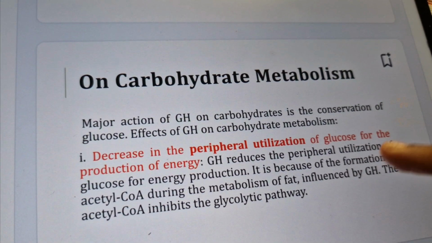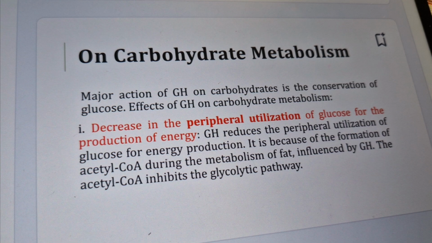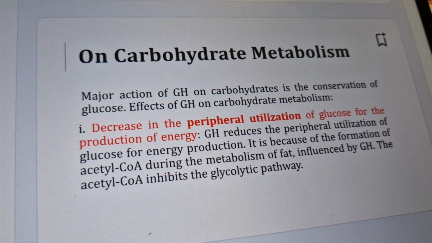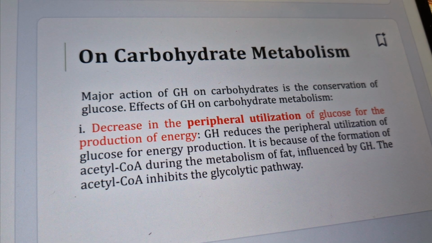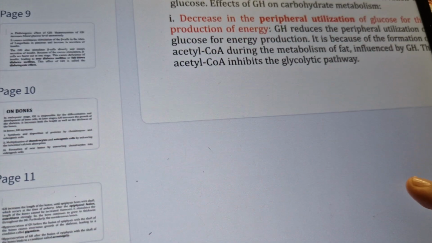On carbohydrate metabolism, the major action of growth hormone on carbohydrates is conversion into glucose. There is a decrease in the peripheral utilization of glucose for the production of energy, because it is utilizing only free fatty acids. Growth hormone reduces the peripheral utilization of glucose for energy production, because of the formation of acetyl-CoA during the metabolism of fat influenced by growth hormone. Acetyl-CoA inhibits the glycolytic pathway, so peripheral utilization of glucose will be reduced.